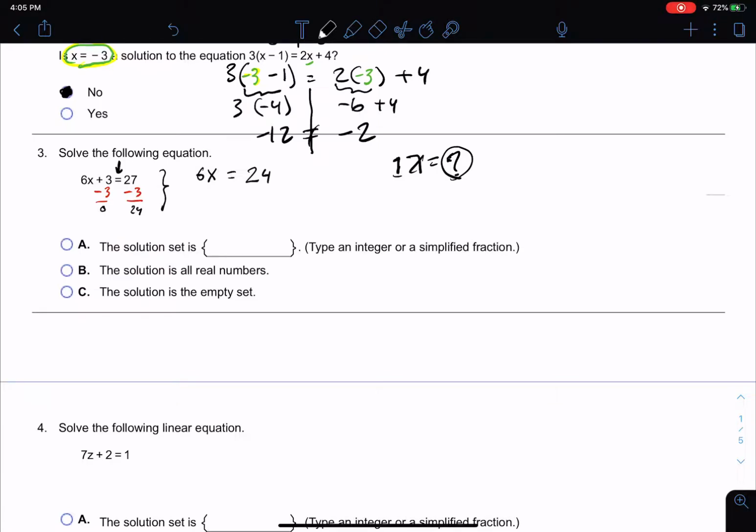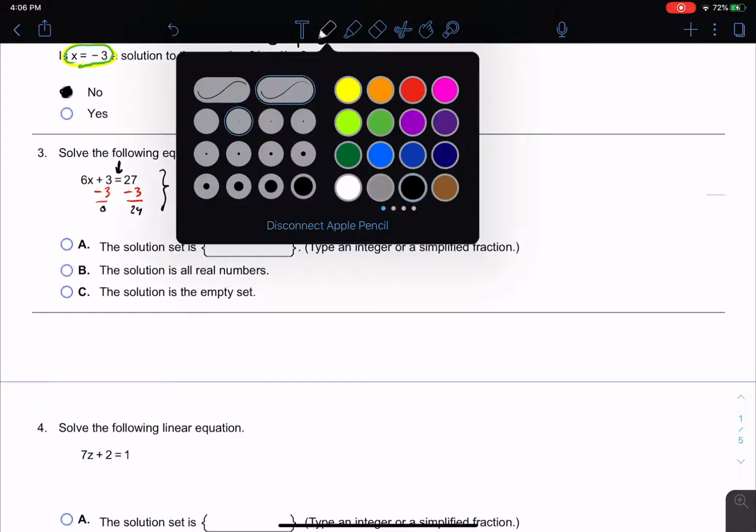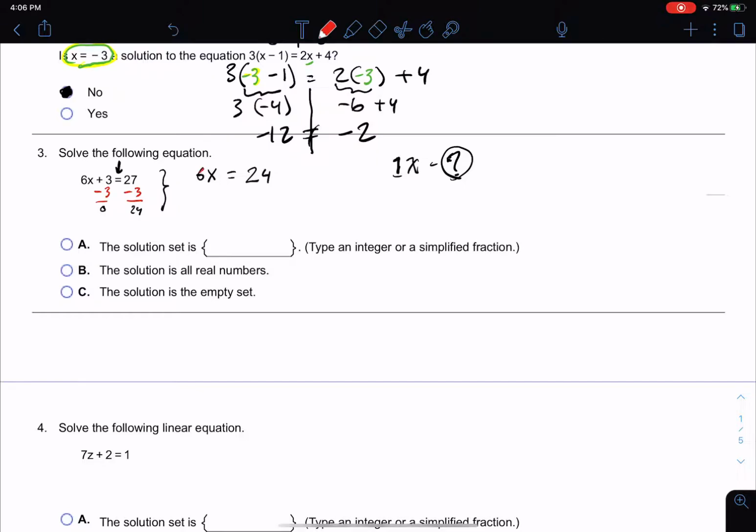And now my last step, in order to get 1x by itself, I need to somehow turn this 6 into a 1. That sounds illegal. But if I divide 6 divided by 6, that's going to turn it into 1. If I divide the left by 6, I must also divide the right by 6, keeping the equation balanced. And 6 divided by 6 gives us our 1x.